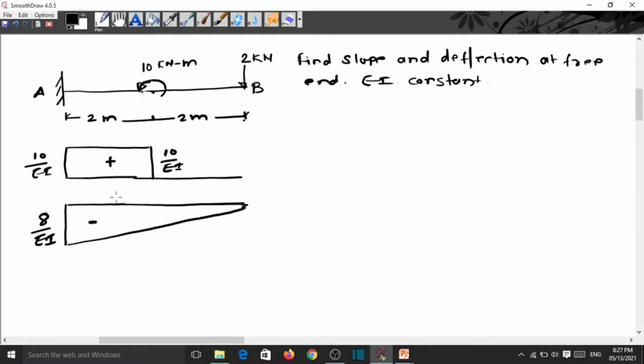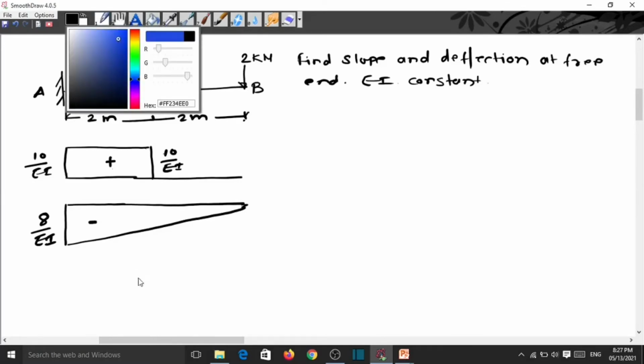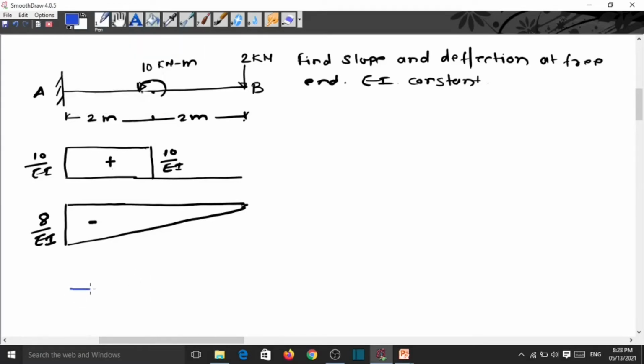Now apply this M by EI diagram on the conjugate beam. So we know when we have to find the slope and deflection of a cantilever beam, in that case we have to make the free end fixed and the fixed end free. So here we are drawing the conjugate beam. For the conjugate beam, this free end is made fixed, and the fixed end is made free.